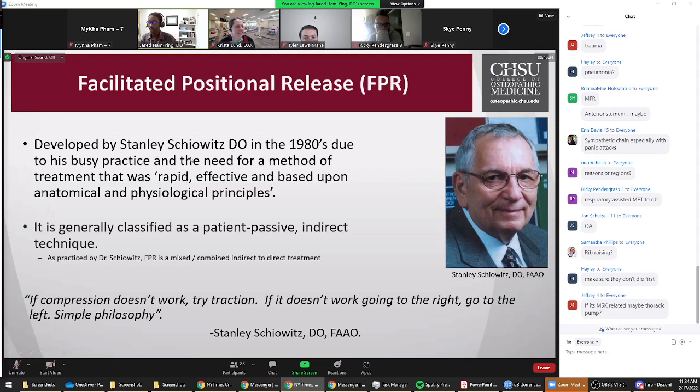All right. So brief description here. This name may or may not come up in the future for our tests or for boards. Important to know. This guy did a lot for our profession. This is a technique that he utilized to have quick, effective treatment methods from an indirect standpoint, tolerated by many patients. We're talking mostly patient passive, not doing anything themselves, indirect technique, similar to some other techniques you should know, talking about counterstrain. Yeah, another one that's very similar to this. He practiced it a little differently, again, that combined method.